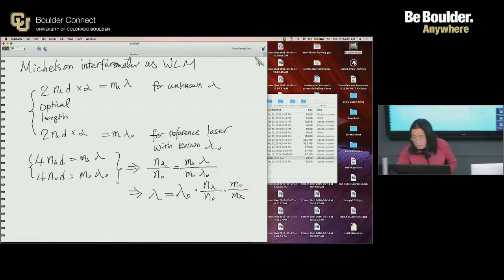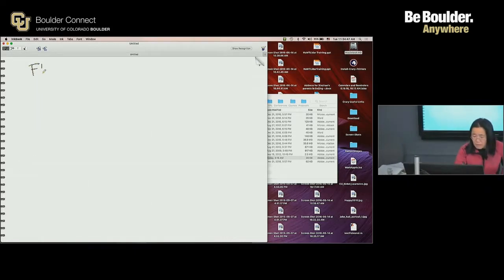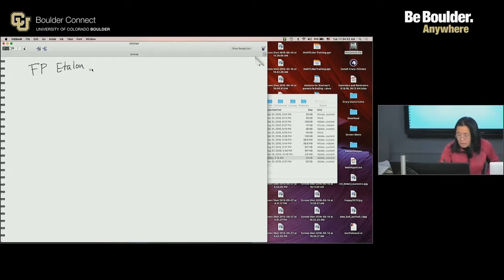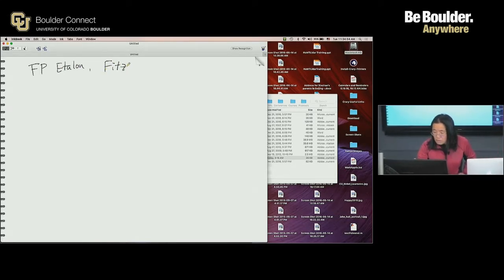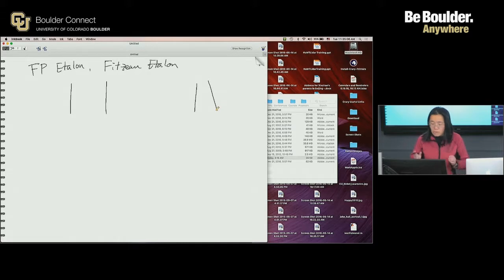So FPI, Fabry-Perot etalon, or you can use the Fizeau etalon. That's just slightly different stuff. So FP is two parallel plates. Fizeau is two flat plates, but you form a certain wedge angle. So for this, when you have the beam go through, what you get will be things like that.